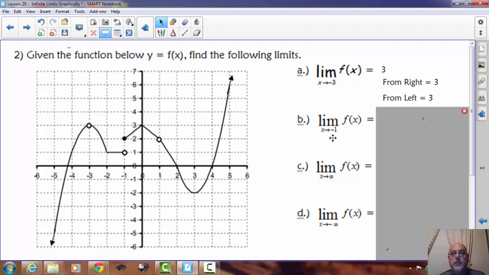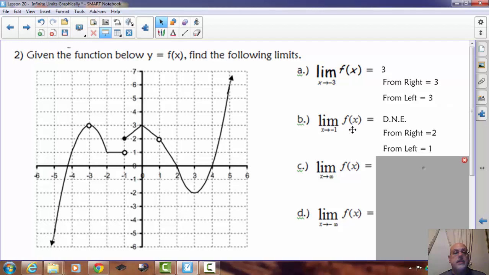Now let's see what happens when we look at the limit as x approaches negative 1. We're going to approach negative 1 from the left, and we trace along here, and the limit from the left is 1. Now as we trace along from the right side, the limit there is 2. Since they don't match, we say the limit does not exist at negative 1.